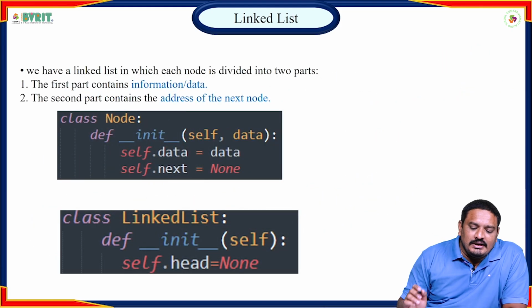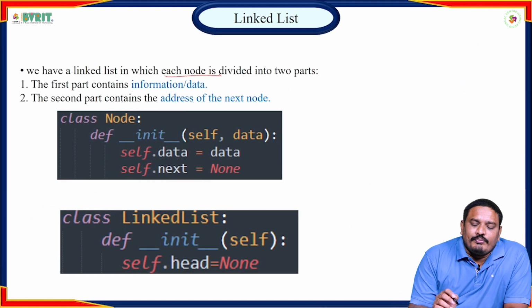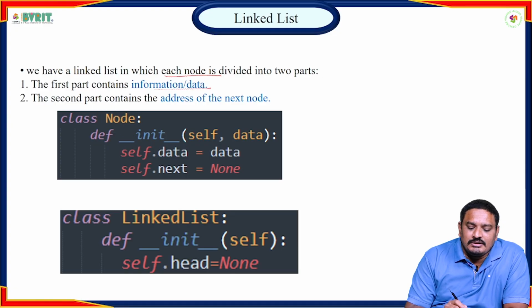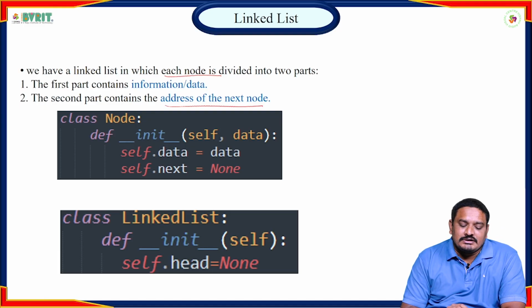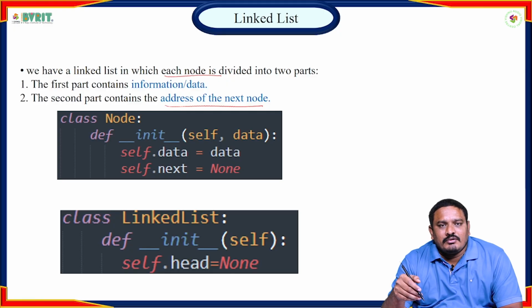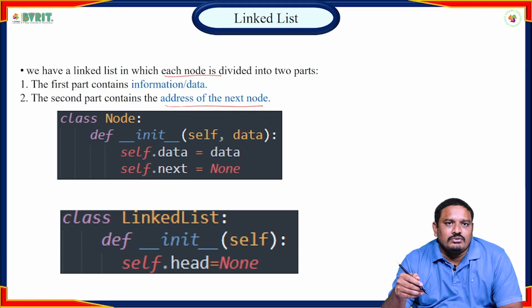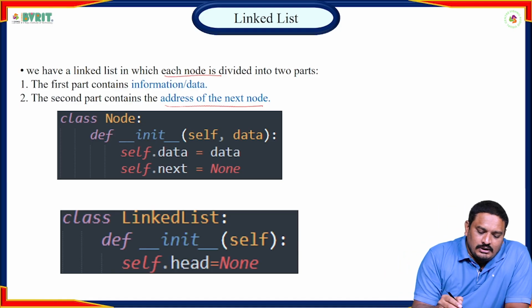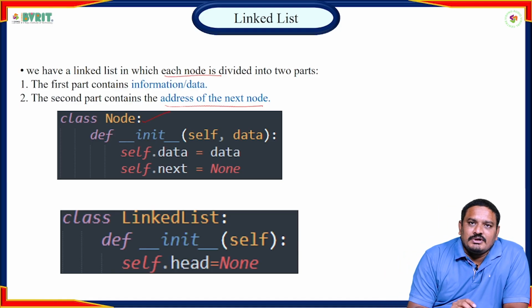Here the linked list can be represented in two parts. The first part contains the information or data. The second part represents the address of the next node. In the Python programming language, the node can be represented by using a class. How do we define the class for that node? Here, class Node will be represented.